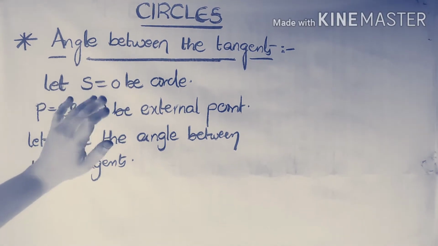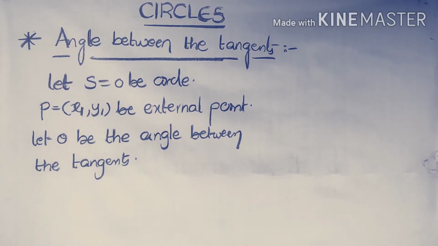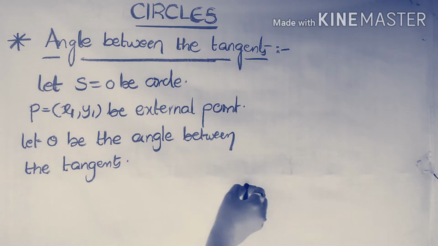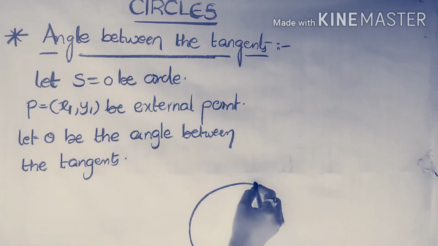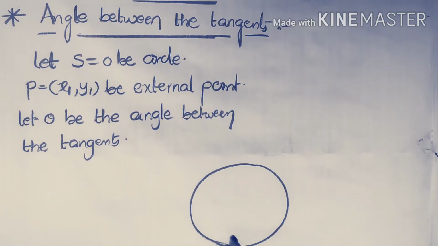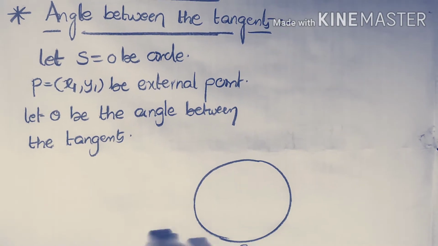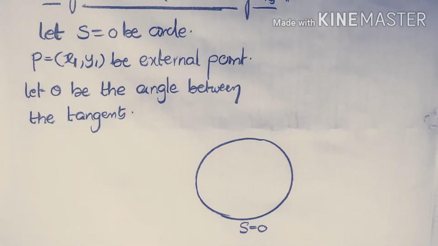Next concept is angle between the tangents. So we want to find the angle between the tangents which are drawn from an external point to the circle S = 0. For that, first we take the circle S = 0 here. This is one circle S = 0.